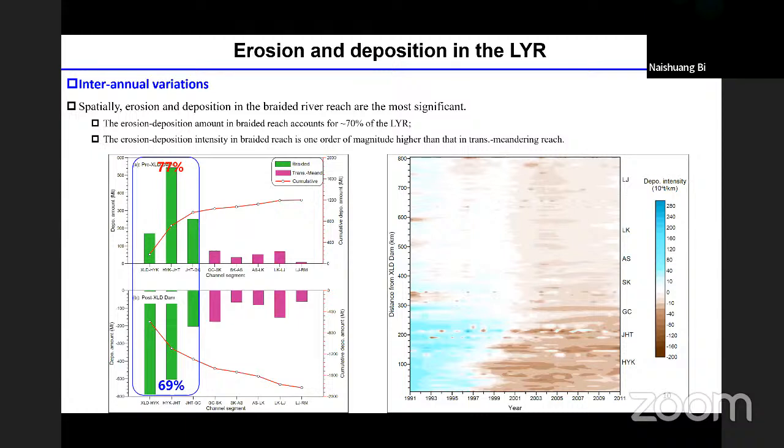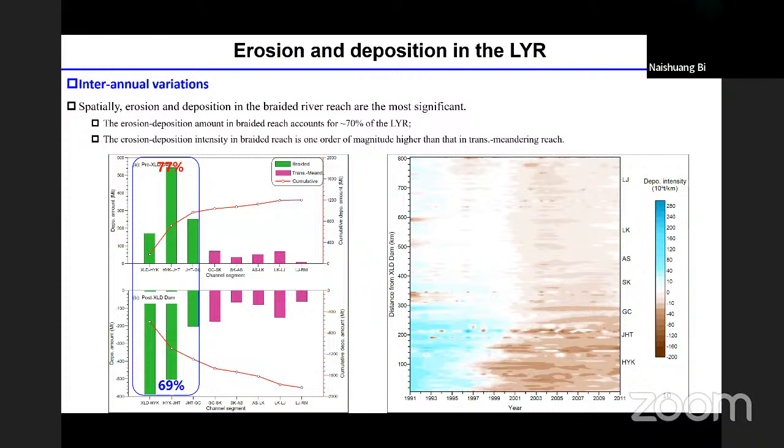Okay, erosion and deposition in braided river reaches are the most significant. If you look at this figure, this is before the construction of the Xiaolangdi, and this is after. Before the construction of the Xiaolangdi, the deposition amount in the braided reaches, in the green bar, accounted for around 77% of the entire Yellow River.